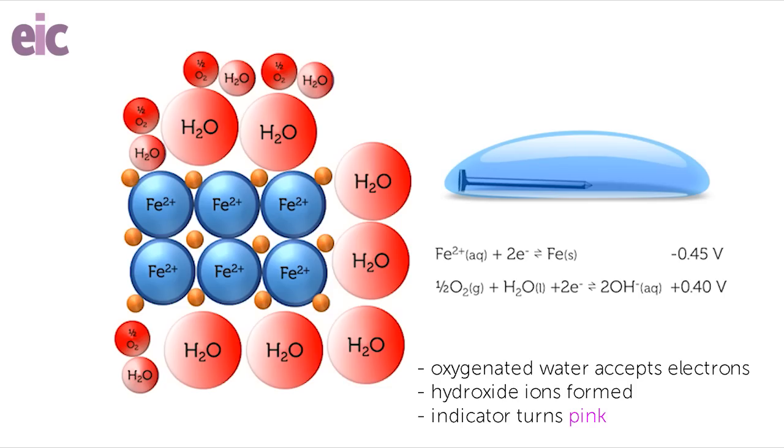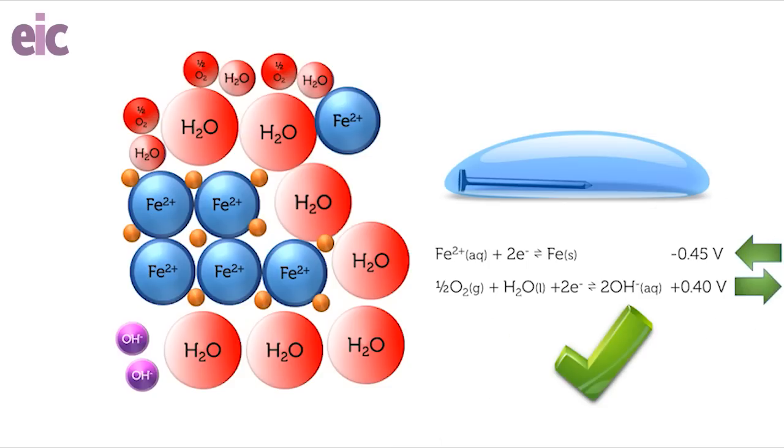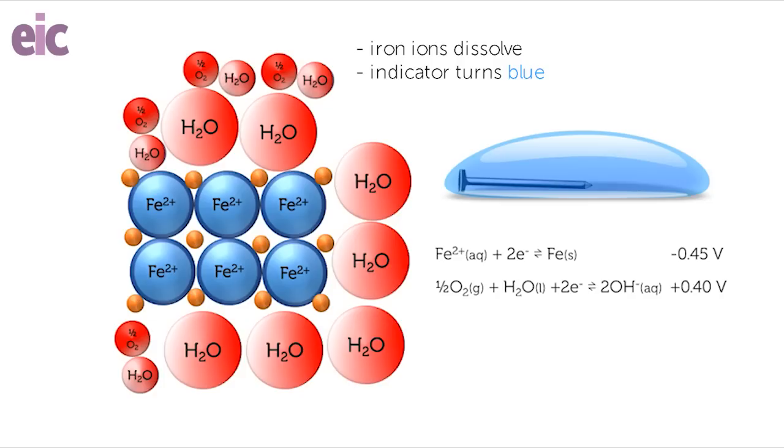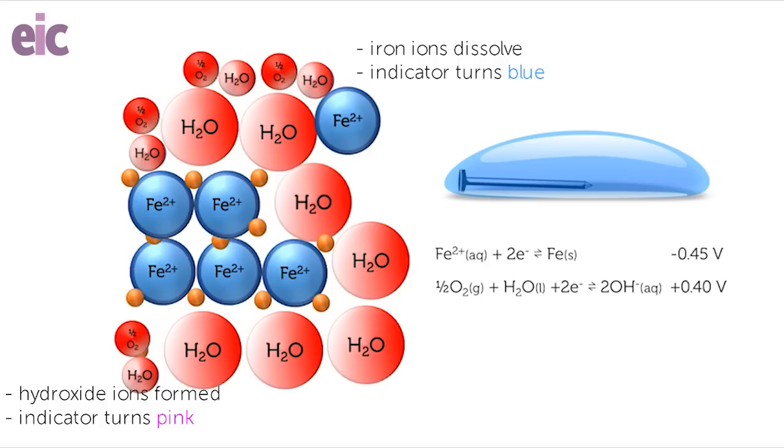So if we watch what happens, we can dissolve an ion into solution, like we saw before, but now, whereas before there was nowhere for these electrons to go, they can now be given to the oxygen and the water to produce hydroxide ions, and our indicator is going to go pink, in theory. And the key thing here is that the iron is going to be dissolving into solution in one place, and the hydroxide ions are going to be produced in another place.